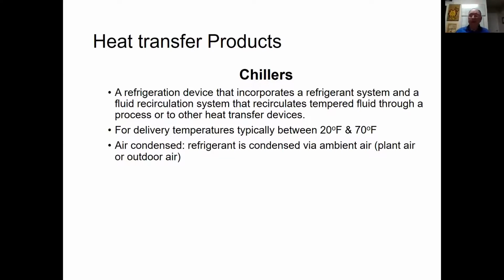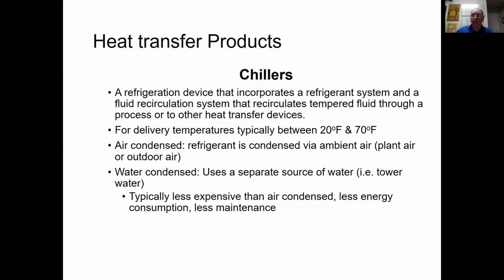There are two types of chillers that are available. One is air condensed, and that's simply using the ambient air to transfer the heat from your process to the chiller to the ambient air. And that ambient air could be your plant air or your outdoor air, depending on what type of chiller you need.